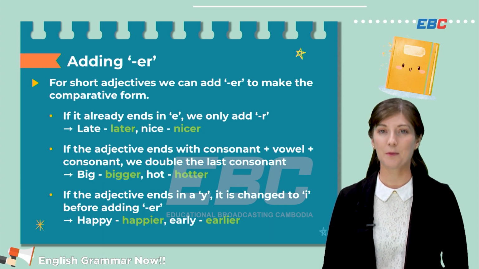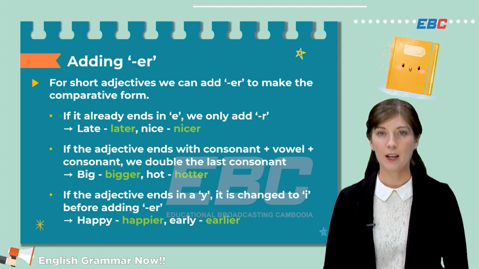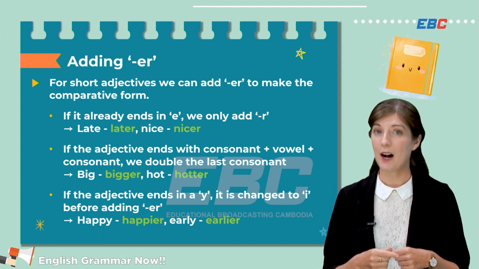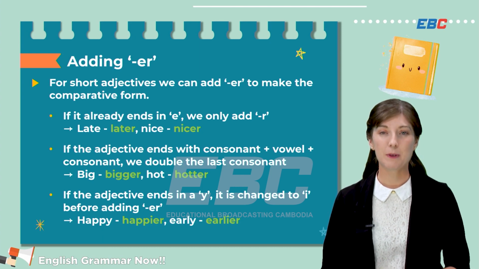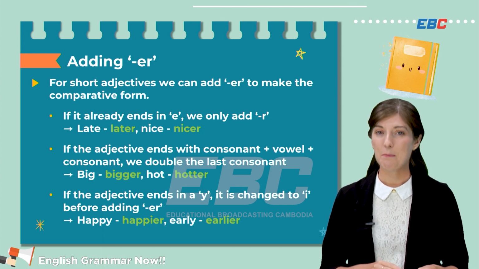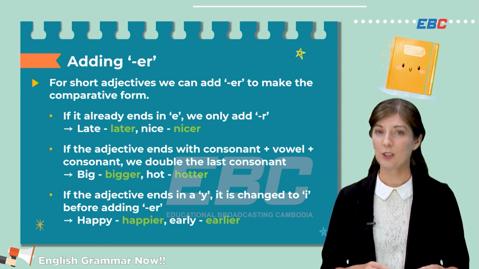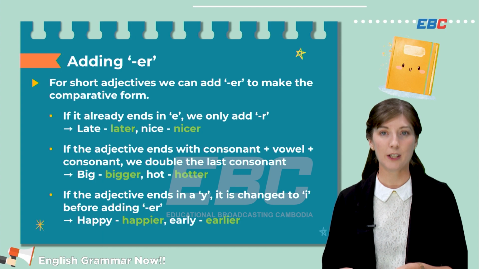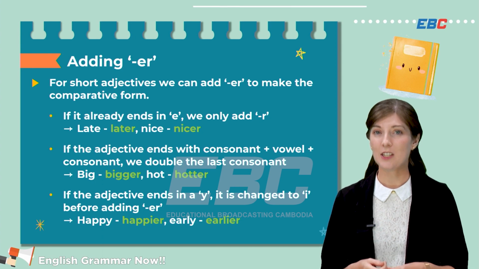So remember to look for adjectives that end with consonant, vowel, consonant to know if you need to double the last letter. If the adjective ends with a Y, we change the Y to an I and then add ER. Here's some examples of that. Happy becomes happier. Early becomes earlier. Be sure to remember that if there's a Y at the end, we need to change it into an I.